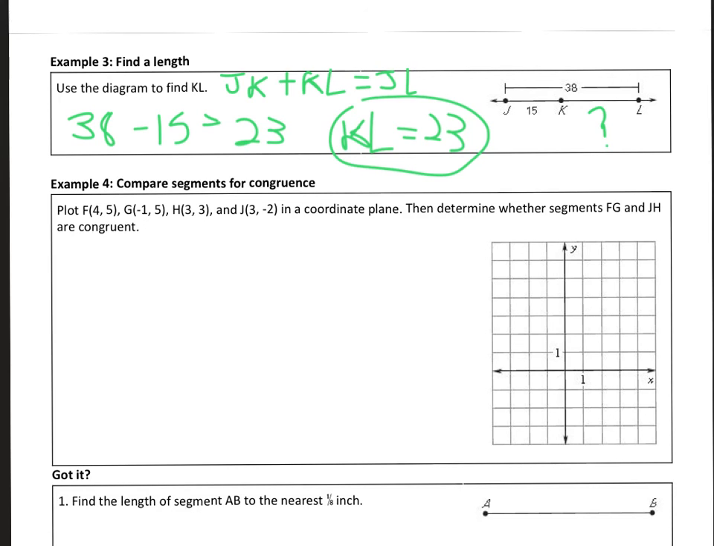Okay, we take the segments that make up the entire length of the segment and we add them together to get the entire segment. So I think that this is a good place to stop and have you do some sort of activity to reinforce your understanding of just the segment addition part of this, okay? And then I'm going to cover in the next video one example of comparing segments, talking about congruence, and then you're going to have some guided practice.